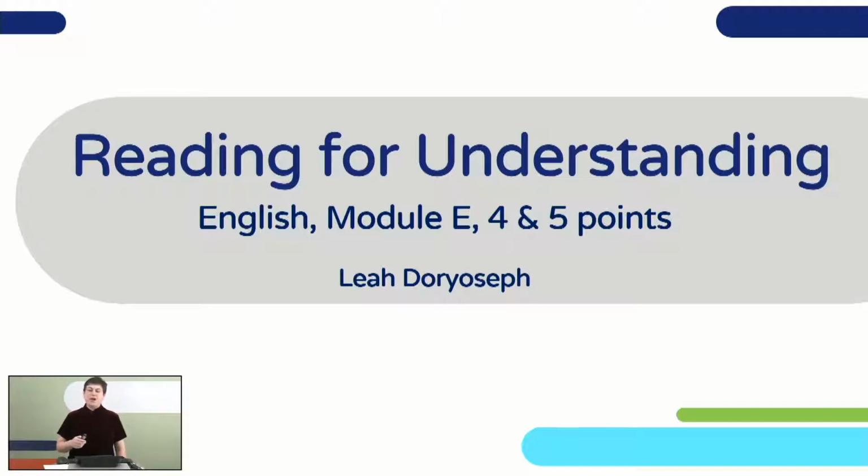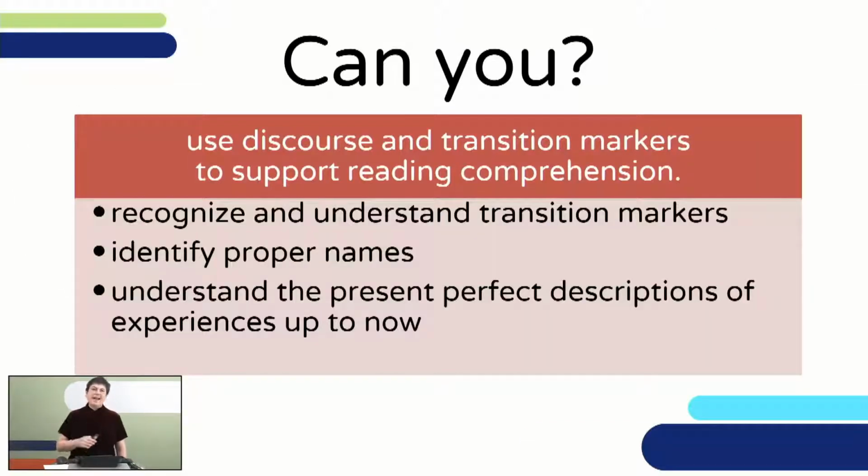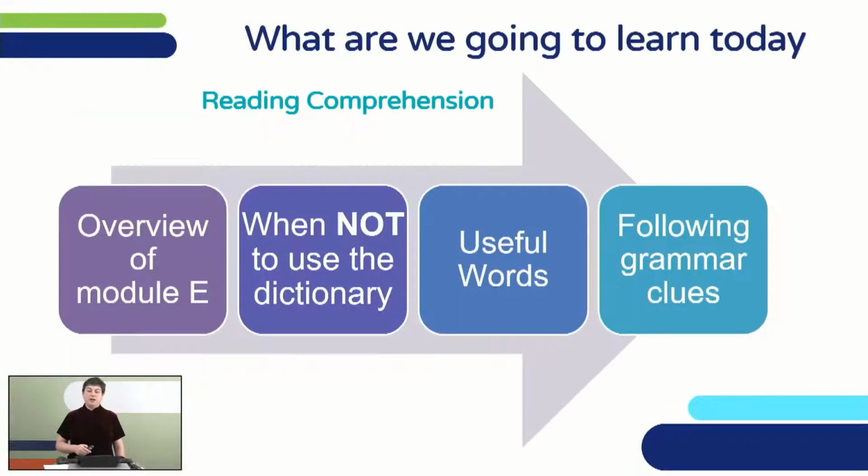This is Module E for 4 and 5 pointers. Ask yourself, can you use discourse and transition markers to support reading comprehension? You might not even understand that sentence. It's pretty high, but while we go through today's lesson, we're going to learn to understand and recognize the discourse markers and the transition markers. We're going to look at identifying proper names and understanding the present perfect descriptions of experience up to now. And those 3 details will roll into understanding discourse and transition markers to support reading comprehension.